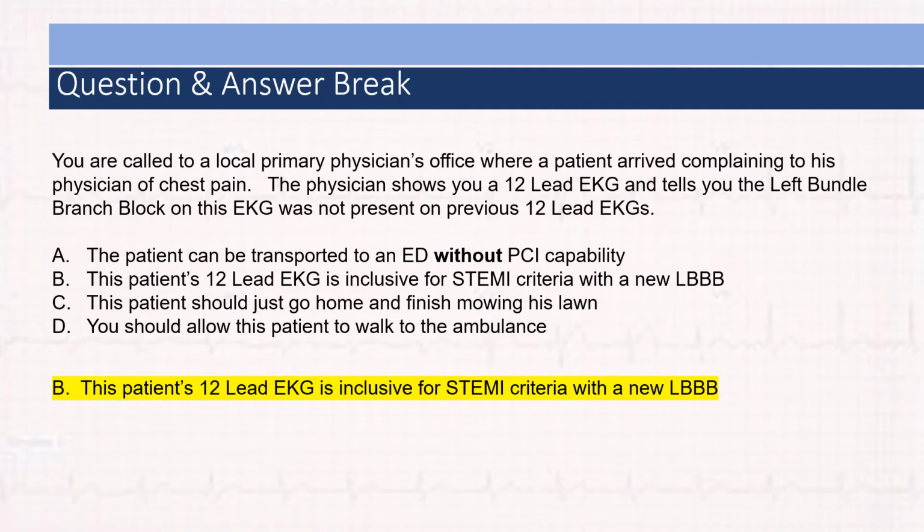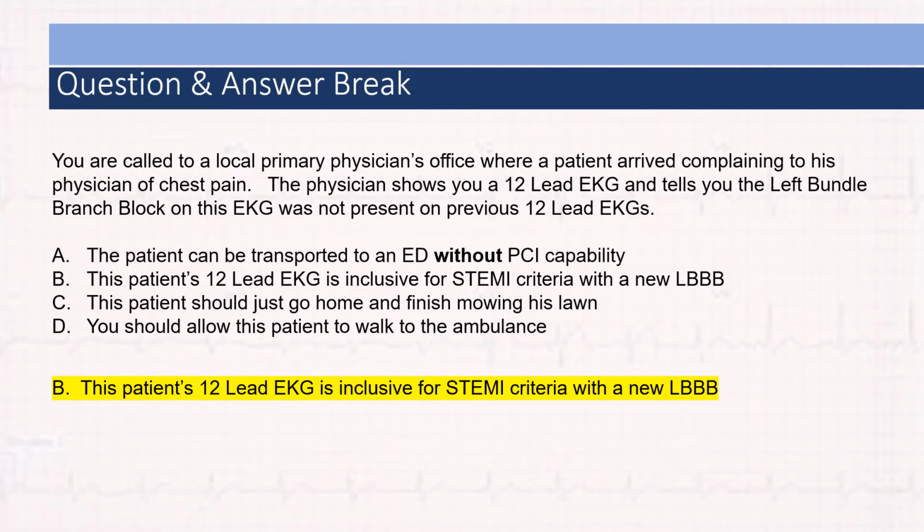And these facilities may already have the patient's previous 12-lead EKG on file. So what you do is you're walking out with the old 12-lead EKG, the new 12-lead, and the one you've taken, which is of huge benefit. You realize this is a new left bundle branch block. It's inclusive for STEMI criteria. The patient should be transported to the nearest PCI capable facility.